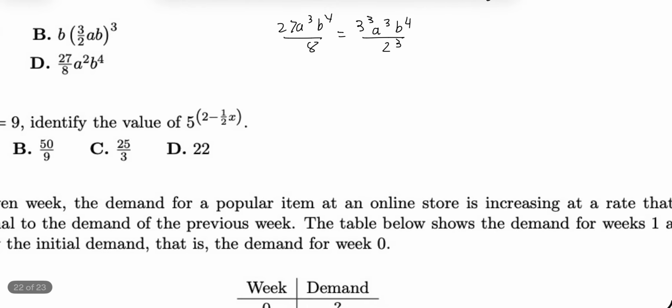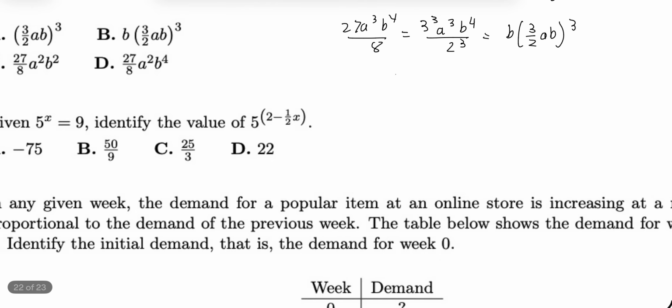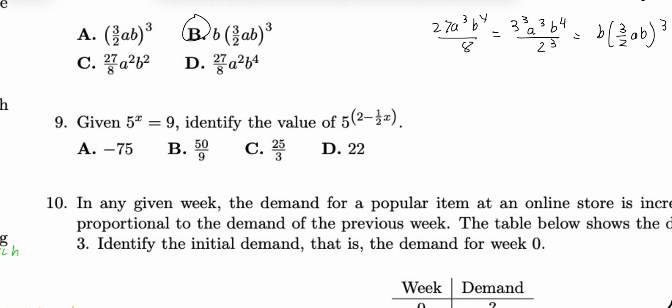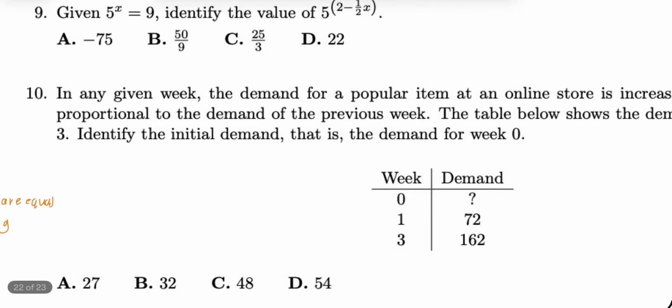So all of these terms except b to the power of 4 are perfect cubes, so we can just factor out that b and then use the power property of exponents. We have 3 over 2 ab, cubed. So this is going to match with option B. Now given 5 to the power of x is equal to 9, identify the value of 5 to the power of 2 minus 1/2 x. So we're going to manipulate the expression.